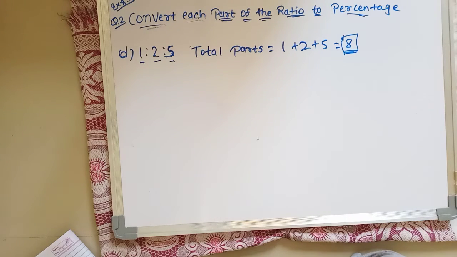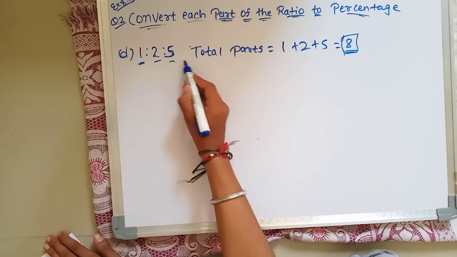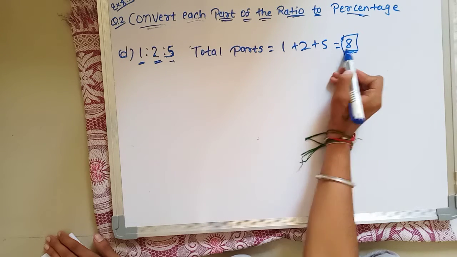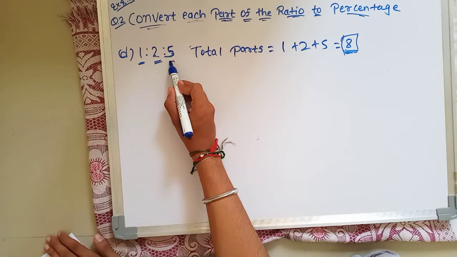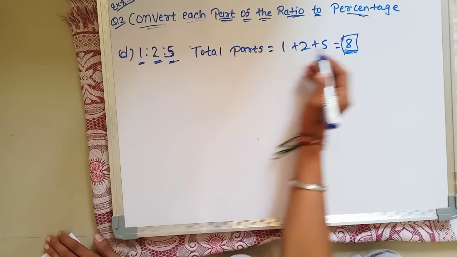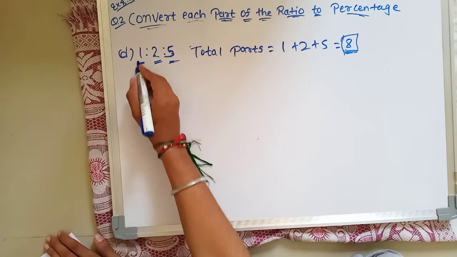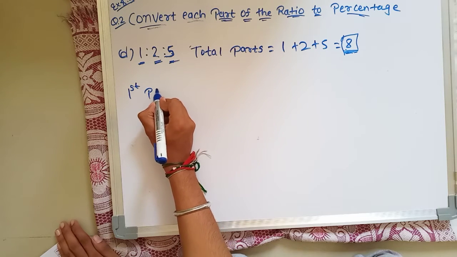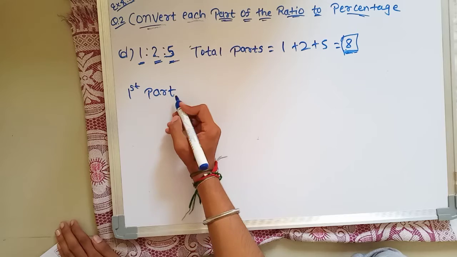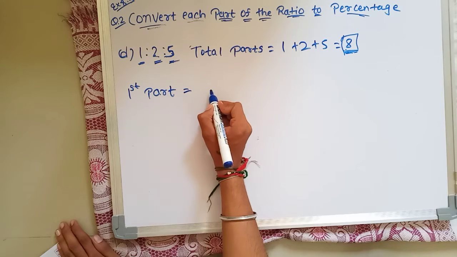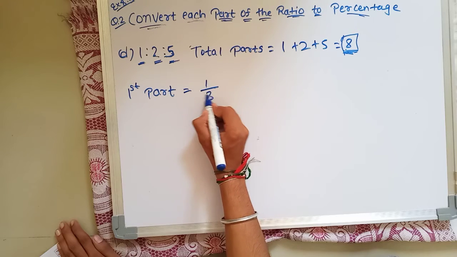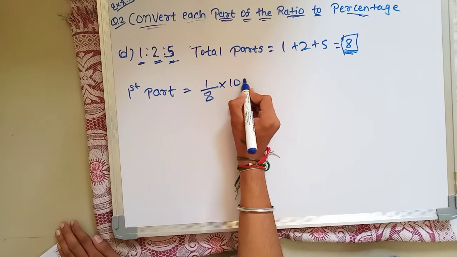So we have to find the first part with percentage. Okay. First part means this one divided by total parts times 100. Second part means this one divided by total parts times 100. And third part means this one divided by total parts times 100. So we have to find the first part. Okay. First part is equal to this one divided by total parts. 1 divided by 8 times 100. We have to find it in percentage.